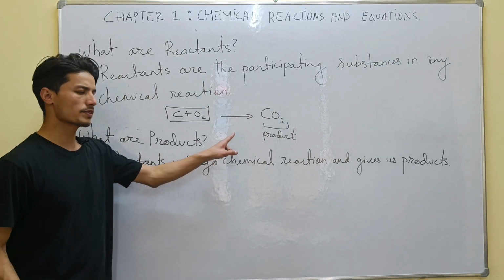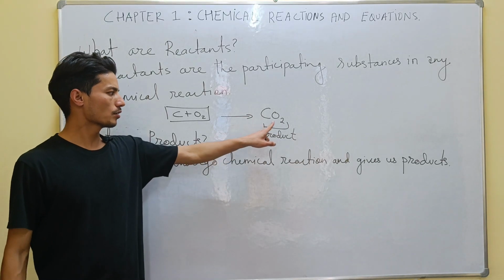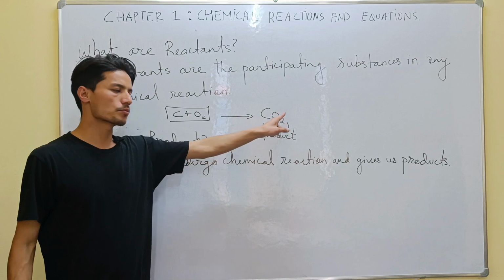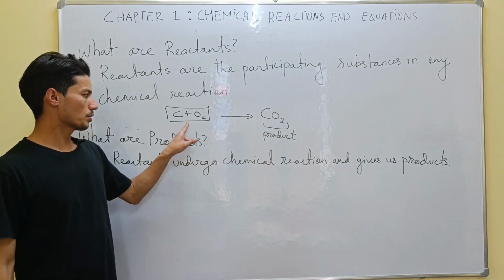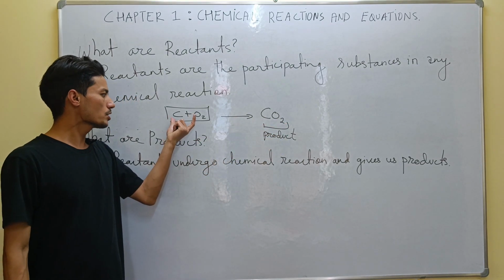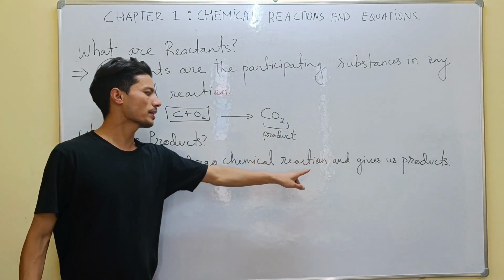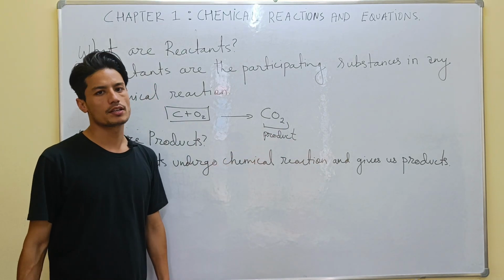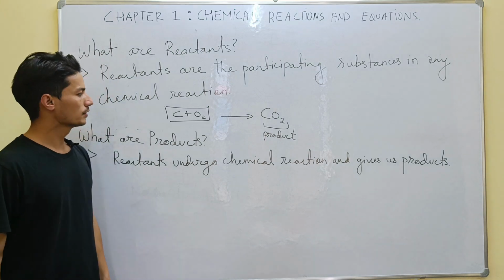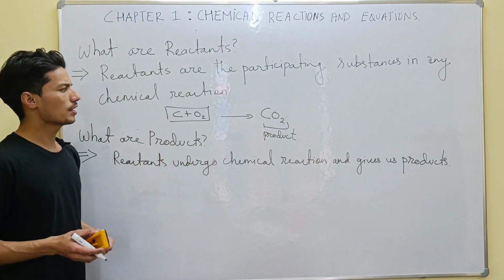So let's go back to the previous example again. So we got this product, but how did we get this product? We got this product because of the reactants, is it not? It's because these two reactants, they underwent chemical reaction. Okay, and because they underwent chemical reaction, we got ourselves a product. Are we clear?